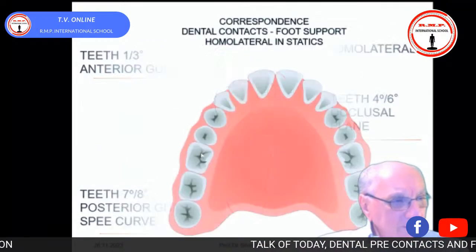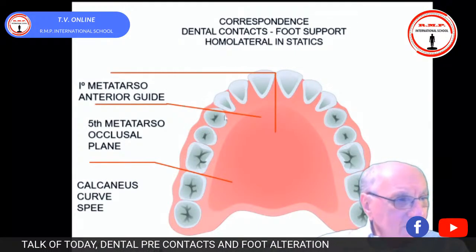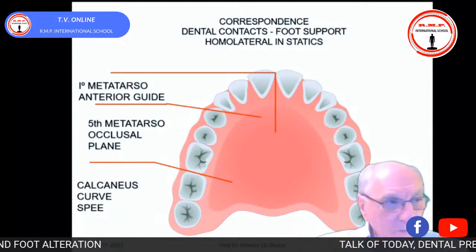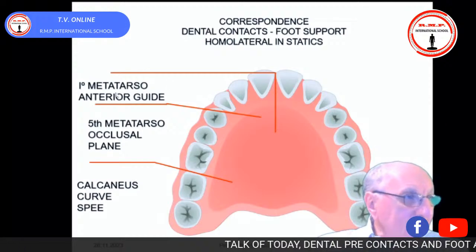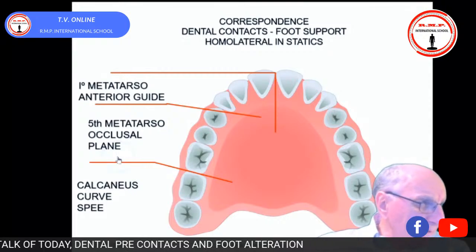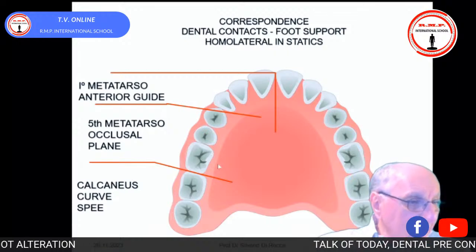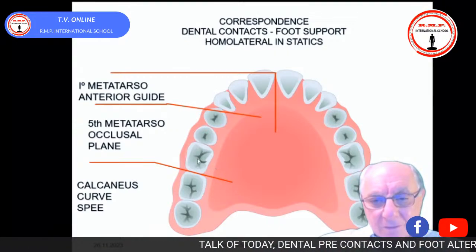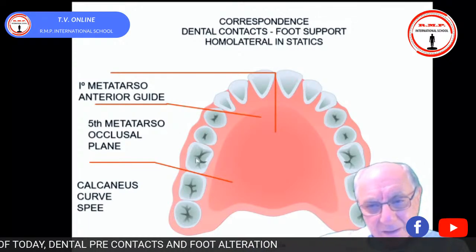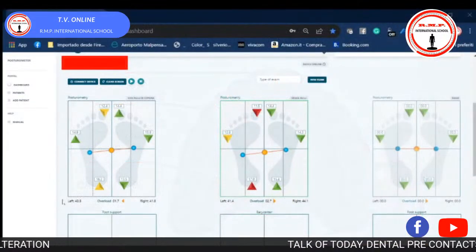Focus on this: anterior guide, occlusal plane, Spee. It is important we understand that, because if we understand that, we can study what happened with the patient in life. I will show you now. Let me, one second, I will share the screen of the posturometer. Yeah, here it is, and this is the patient.